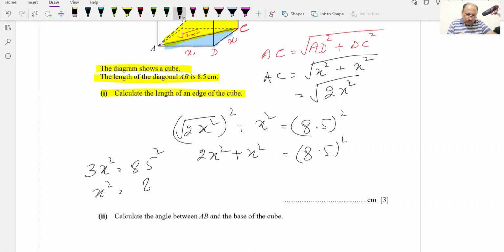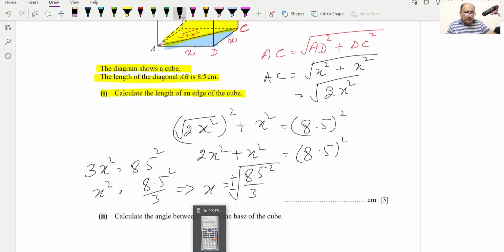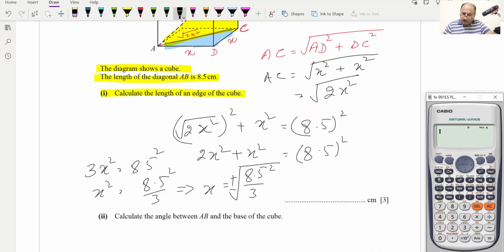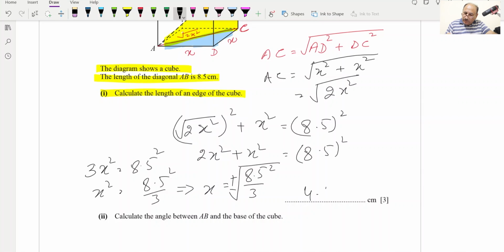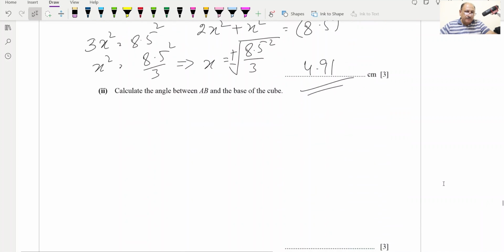So x squared is equal to 8.5 squared over 3, and this implies x will be equal to the square root of 8.5 squared over 3, plus minus, but minus value we will be rejecting. So we can find this value basically by the help of calculator. So square root of 8.5 squared divided by 3 is equal to 4.907. So we can write 4.91. This will be final answer. Only positive value we will be mentioning because length cannot be negative.